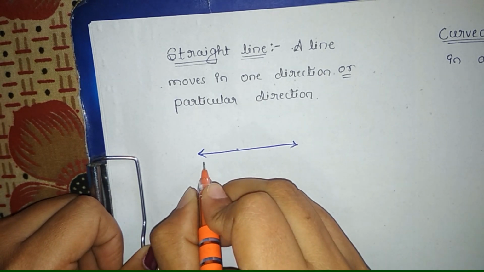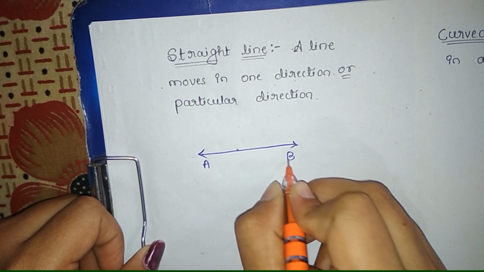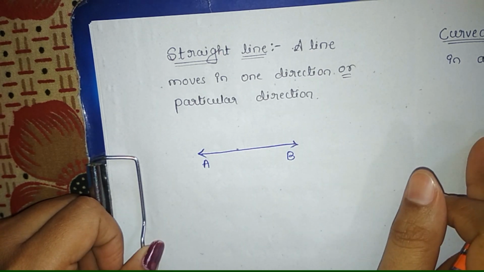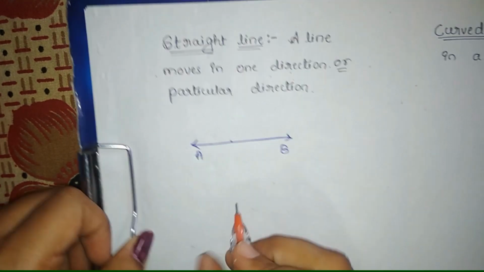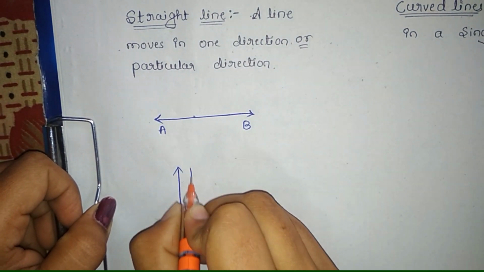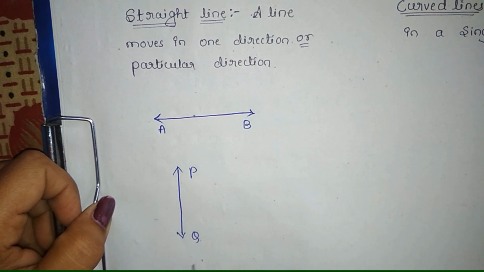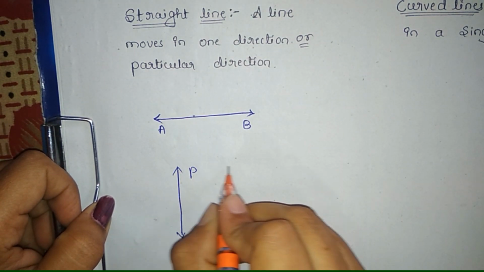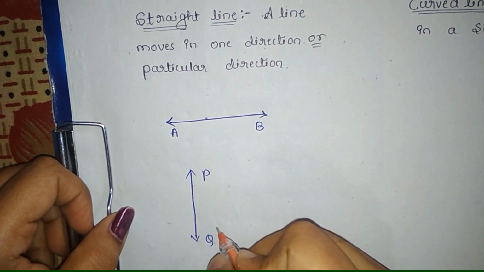If I take the line with points A and B, it is moving horizontally, from left to right or right to left. Or else, if I take another line P, Q, it is also moving straight away. It is not bending anywhere. It means it is a straight line.